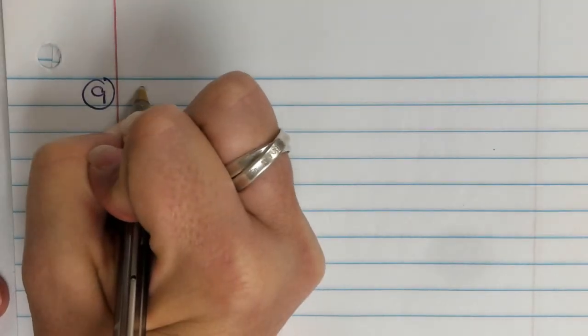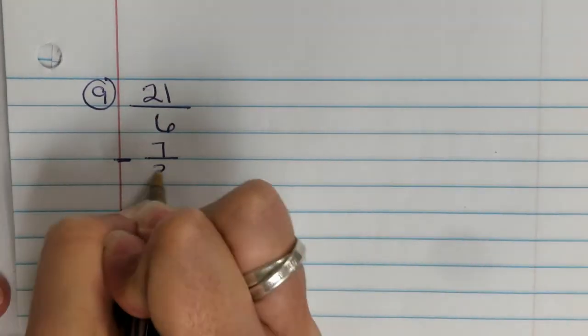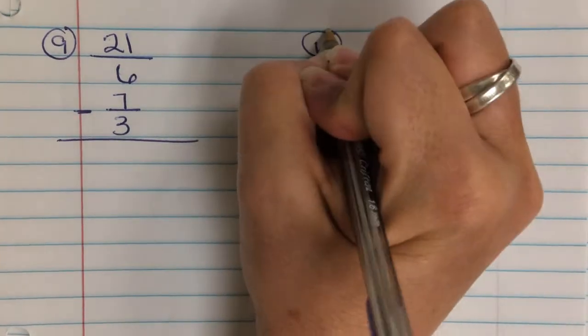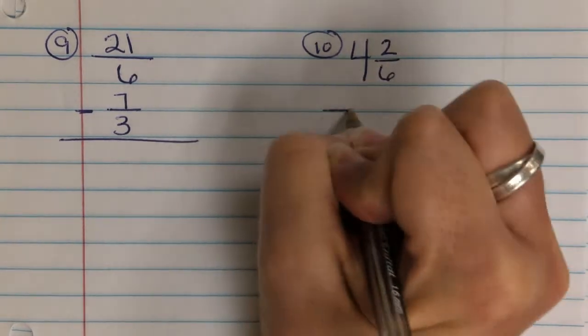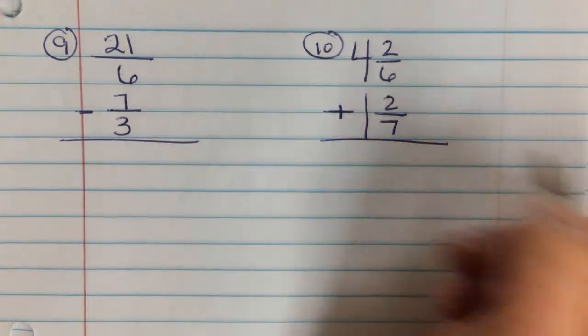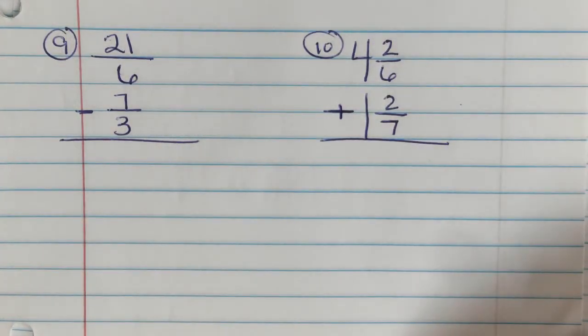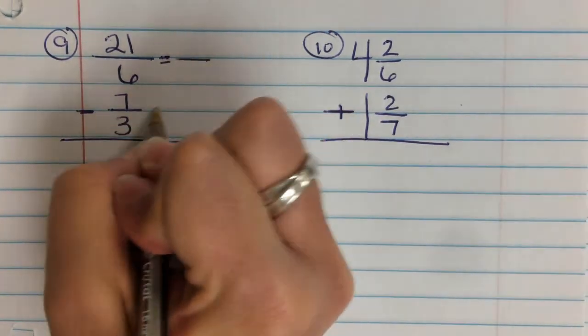Number 9. Here we go. 21 over 6. Yeah, this one we can do the way it is. Minus 7/3. And then number 10, you can actually do also like the way it is. 4 and 2/6 plus 1 and 2/7. Common denominator.